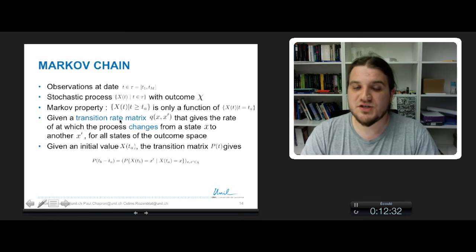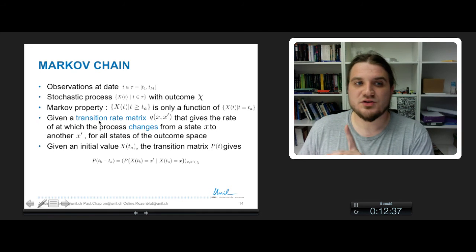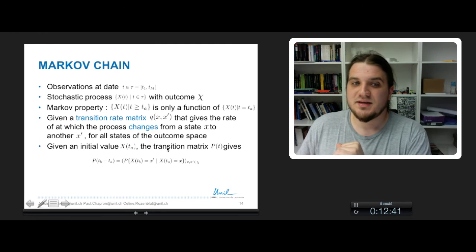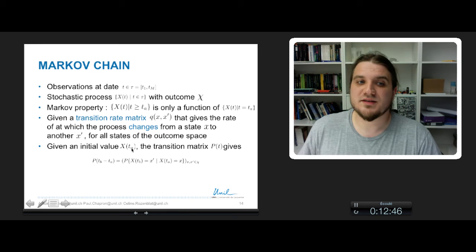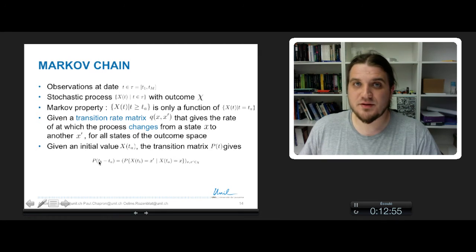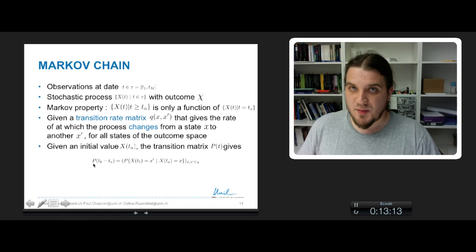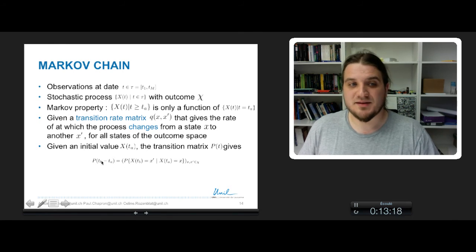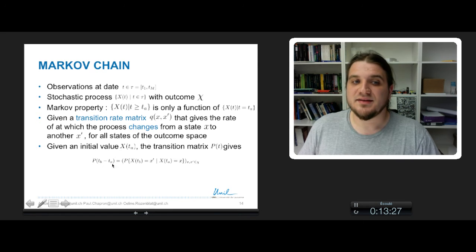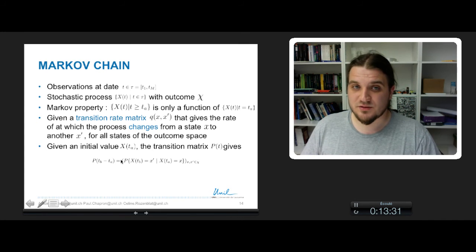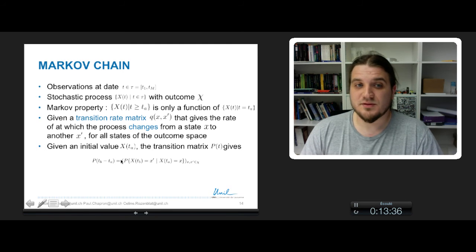And finally, the transition matrix gives us, so pay attention, this is not the transition rate matrix, this is a transition matrix. This matrix gives us the probability, starting from a time ta, to be in a configuration x prime after a time tb minus ta. So you take two dates, ta, you observe the configuration of your network, this is x, so x in ta is little x, the configuration observed at that ta. And this probability gives you the probability to be, after time tb minus ta, in the different configuration x prime at the time tb. And knowing that for every possible couple of configurations of your outcome space gives you the transition probability matrix.